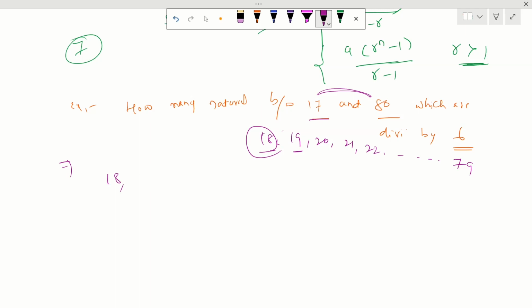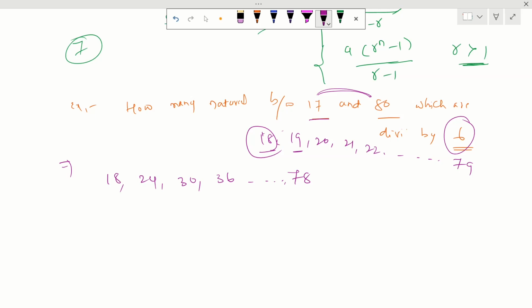Then we have to find numbers divisible by 6, so the difference we have to give is 6: 6, 12, 18, plus 6 is 24, and 24 plus 6 is 30. So 36, this sequence will continue and we will get up to 78, right? 78 is divisible by 6.